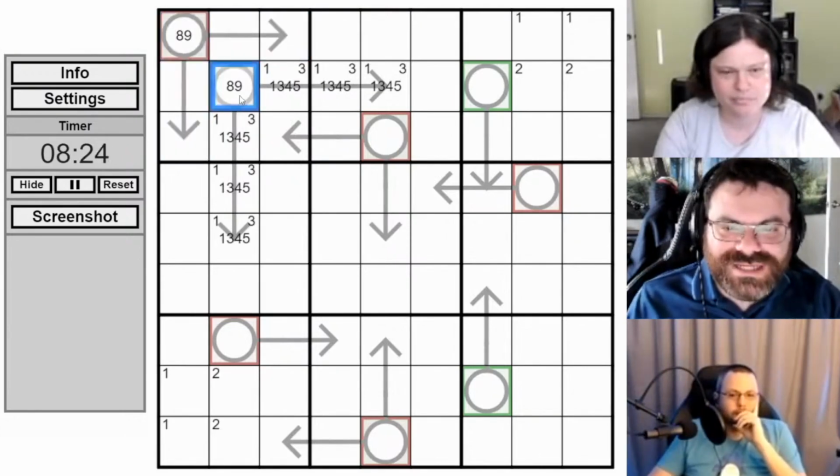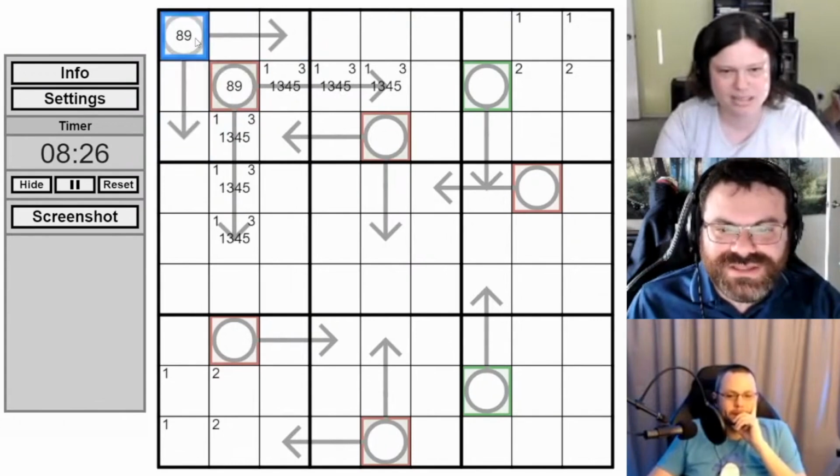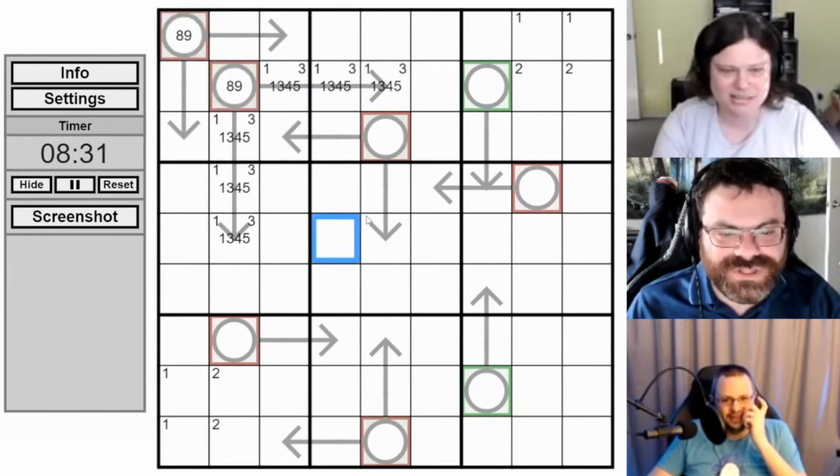I already forget why this had to be 8, so let's figure it out. So let's say this were 8. Wait, is that what we think about? Are we kind of stuck at this point, or would we look elsewhere?